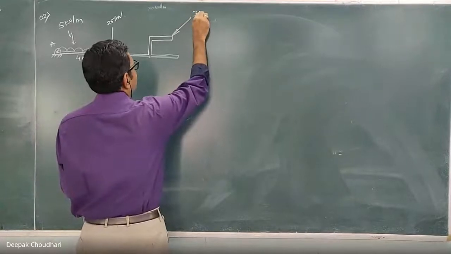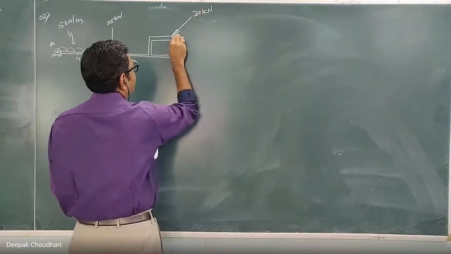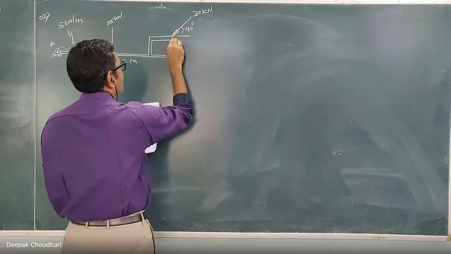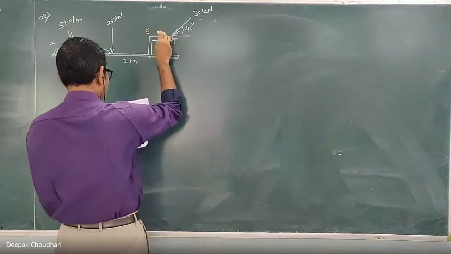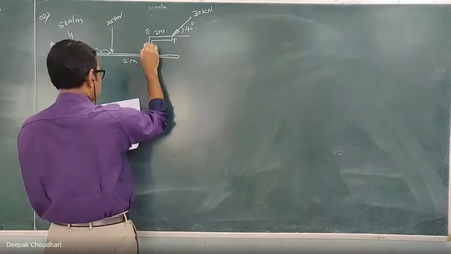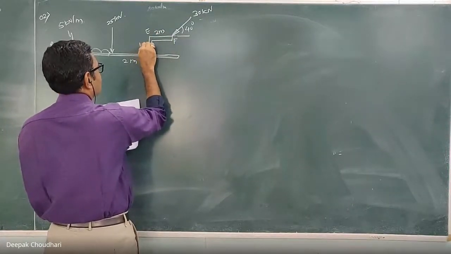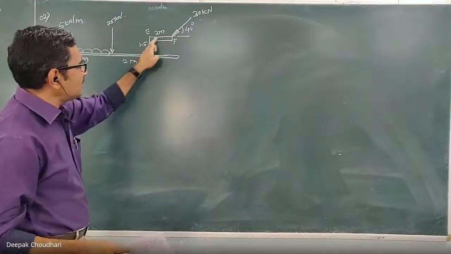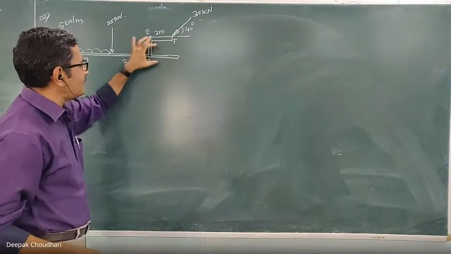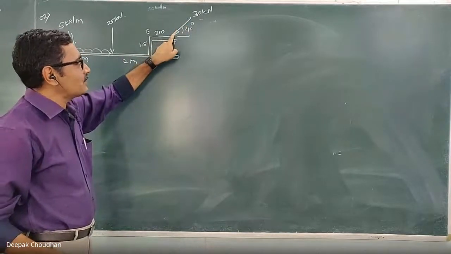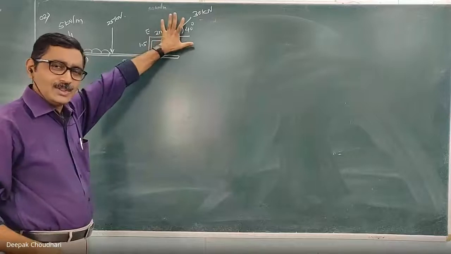Here this is 30 kilonewton, inclined at an angle of 40 degree with the horizontal. This point is F, this is E. This horizontal distance EF is 2 meter, and this vertical distance DE is 1.5 meter. This force is acting on the projected part of the beam itself. Clear? No need to transfer this force to the beam. Keep it there only. It doesn't make any difference.